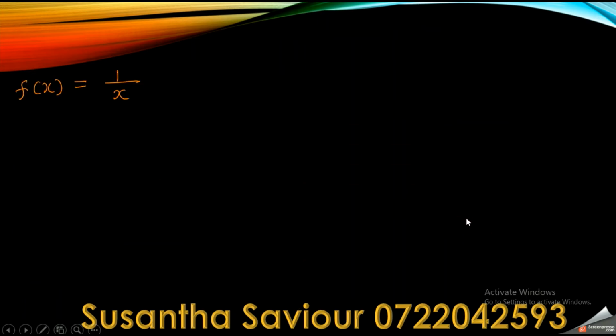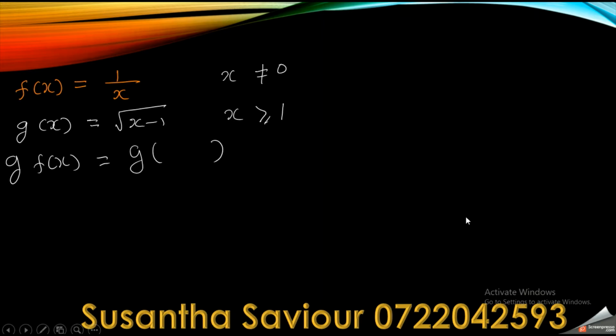Next one, sorry, g(f(x)), inside the function g you apply f(x), right. Now what we do is g, f is what? 1 over x, so square root of 1 over x minus 1.